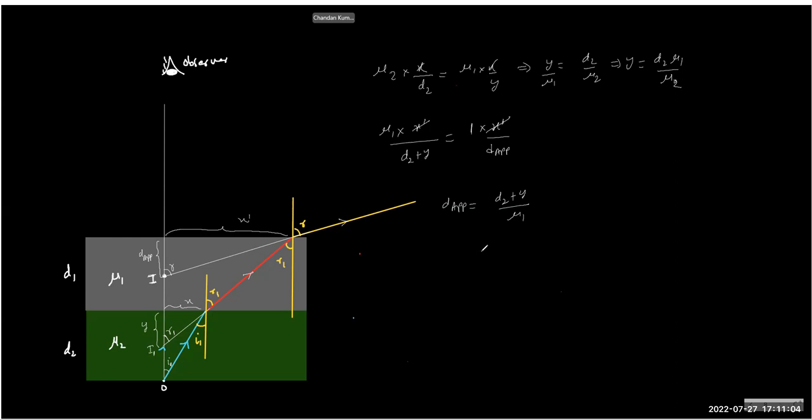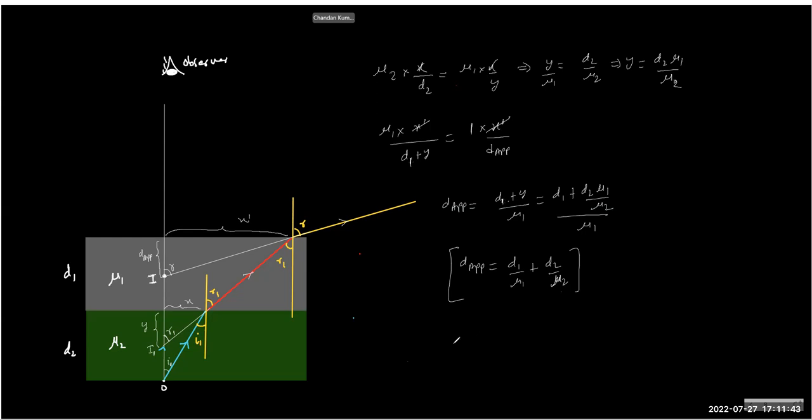I have made some mistake. D1 plus, no, this is d1 plus y. So d1 plus y. Right? So we got the y value. You can add d1 plus d2 mu 1 by mu 2, all by mu 1. If I divide, what I'll get is d1 by mu 1 plus d2 by mu 2. And that is a logical answer.